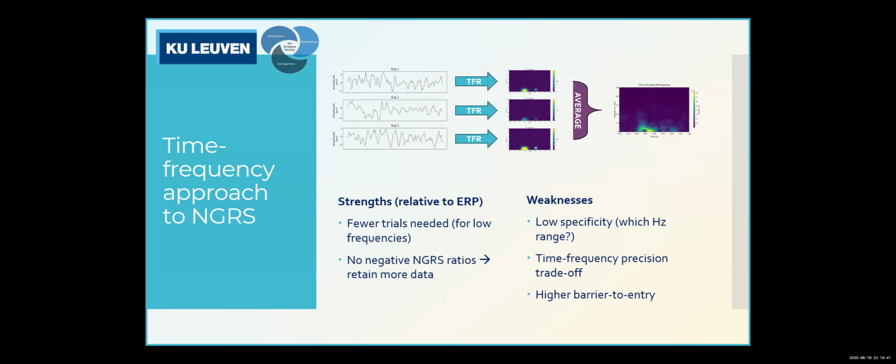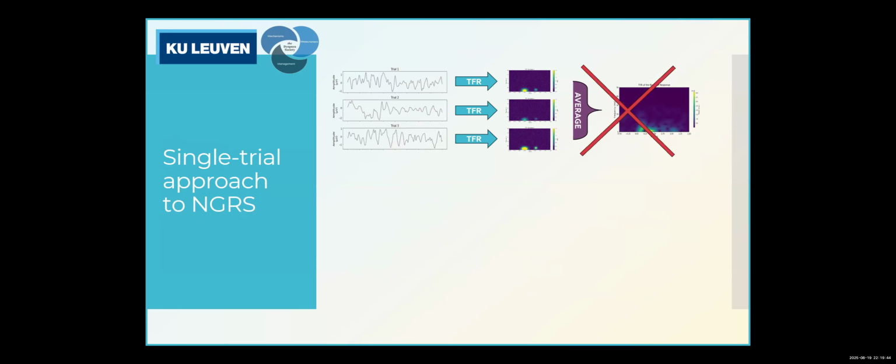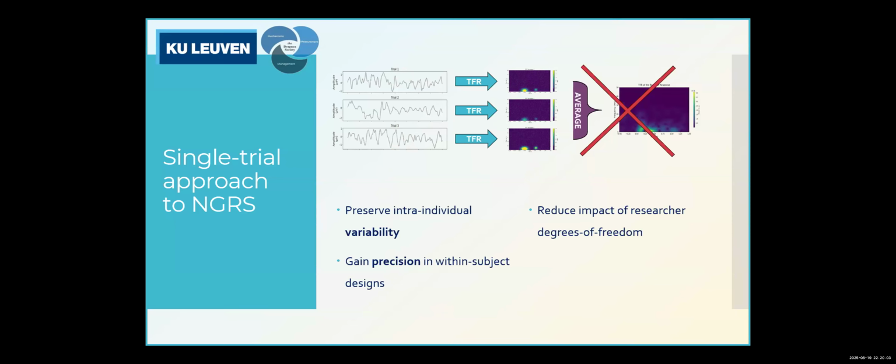So the key question we have is, what if we just didn't average? And this is the single trial approach that we are proposing. Here you extract information from each trial, be it in the time domain or the time frequency domain, and you plug them directly into statistical analysis. What this approach can do is preserve intra-individual variability, increase your precision for within-subject designs, and reduce researcher degrees of freedom because you mostly take this interpretation issue out of it.